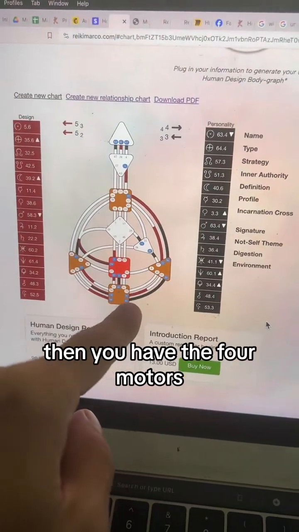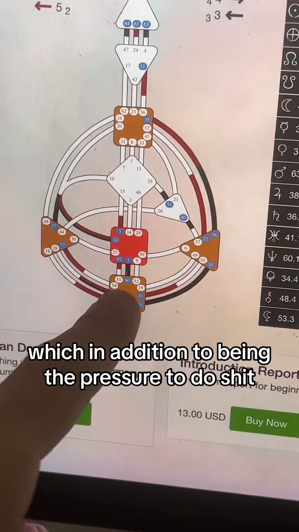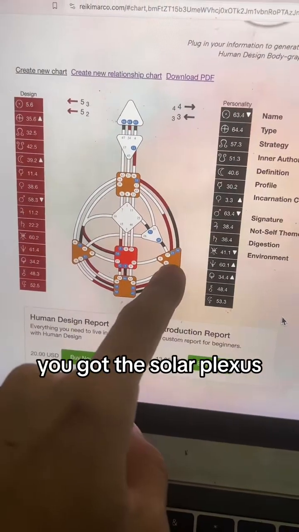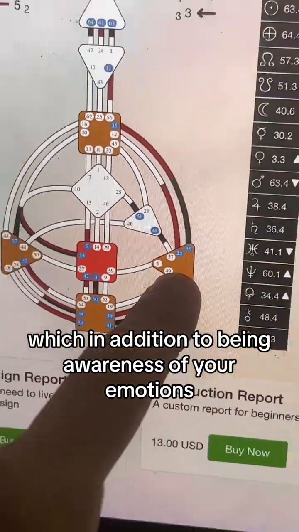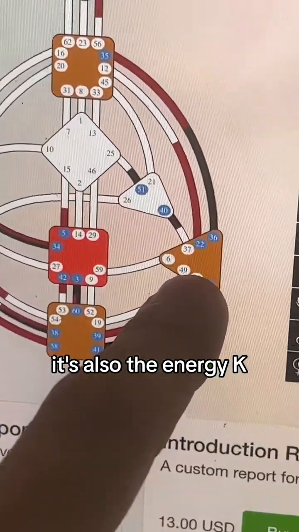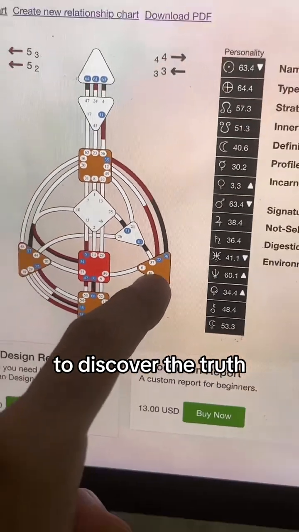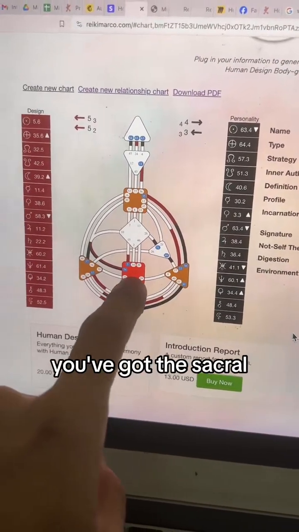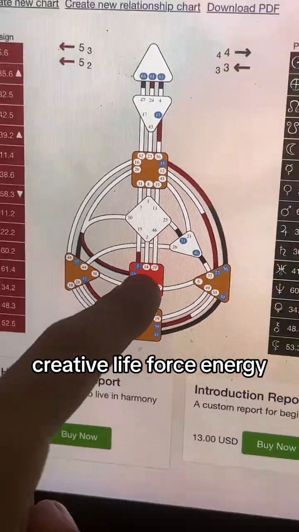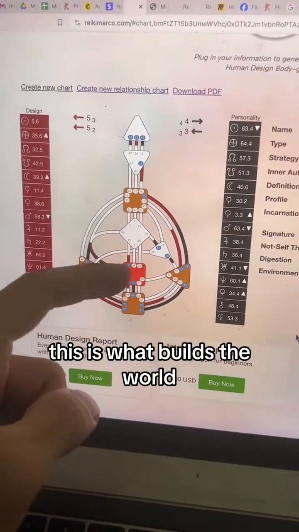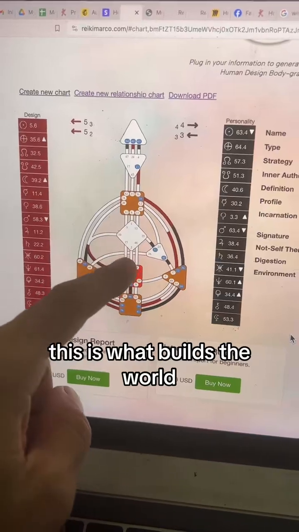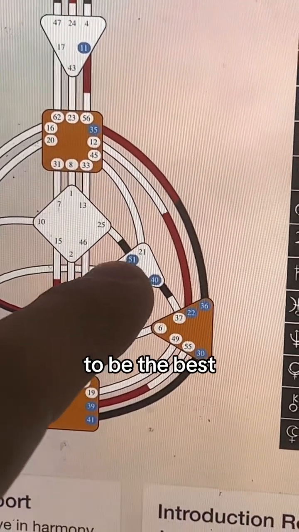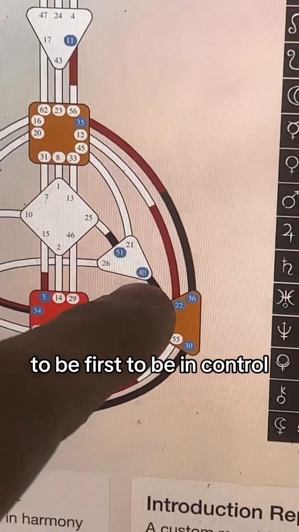Then you have the 4 motors. You got the root, which in addition to being the pressure to do shit is also the energy to move forward. You got the solar plexus, which in addition to being awareness of your emotions, it's also the energy, okay, to discover the truth, move through catharsis and be emotional and shit. You've got the sacral, which is sexual, creative, life force energy. This is what builds the world. Then you have the heart, which is the energy to prove yourself, specifically to be the best, to be first, to be in control, and to provide.